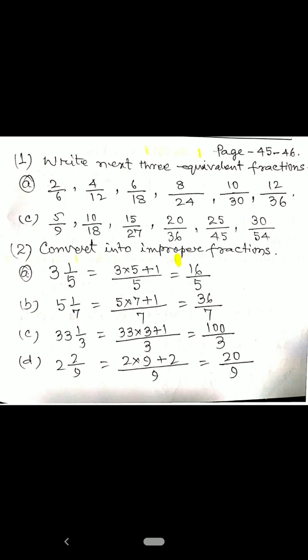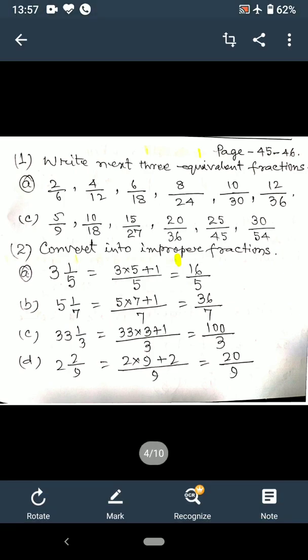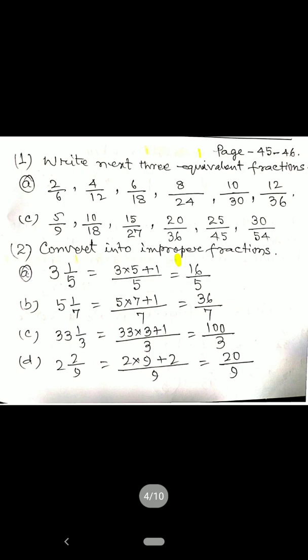Convert into improper fractions. Questions are in mixed numbers, mixed fractions. 3 whole 1 by 5. Convert into improper fraction. Multiply the whole number by the denominator, plus the numerator. So 3 multiplied by 5 is 15, plus 1, that is 16 by 5.